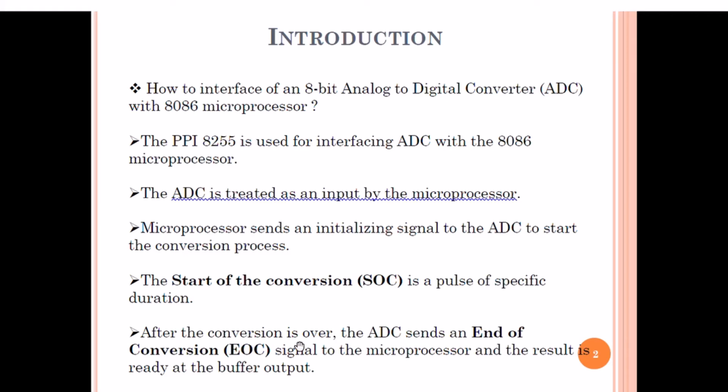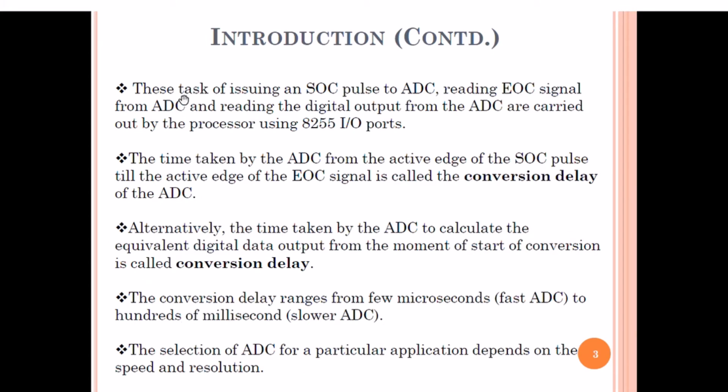After the conversion is over, the ADC sends an EOC signal to the microprocessor and the result is ready at the buffer output. So after converting, we have to check the end of conversion or EOC signal, and the result is output at the buffer. From the ADC chip, we have the buffer output. The task of issuing an SOC pulse to ADC, reading EOC signal from ADC, and reading the digital output from ADC are carried out by the processor using 8255 IO ports.